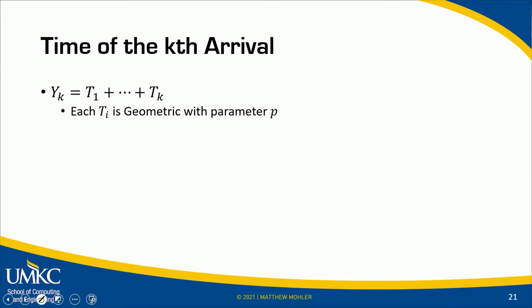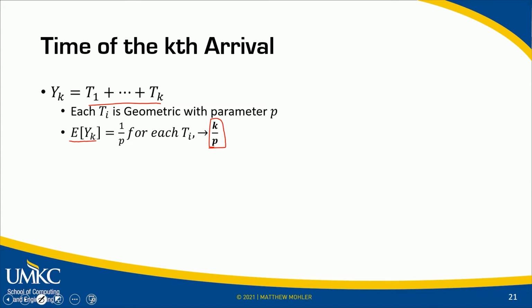So from this, we can say that the expected value of a given Y sub k is just the addition of 1 over p for each T sub i that sums up to that Y sub k. Now there are k T sub i's to get to the Y sub k, as evidenced by this equation. It's T sub 1 all the way up to T sub k that we're adding together. And so from that, we can find that the expected value of Y sub k is just k divided by p, or another way to look at that is k multiplied by 1 over p.